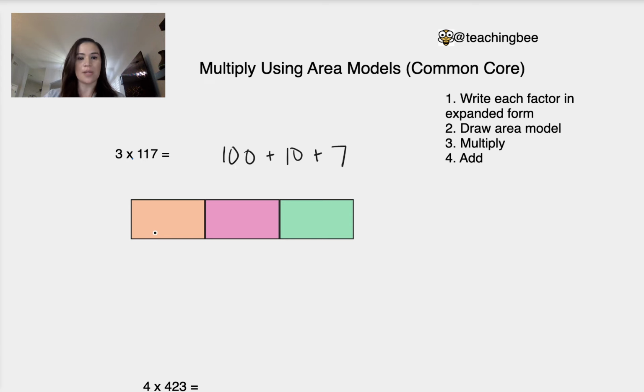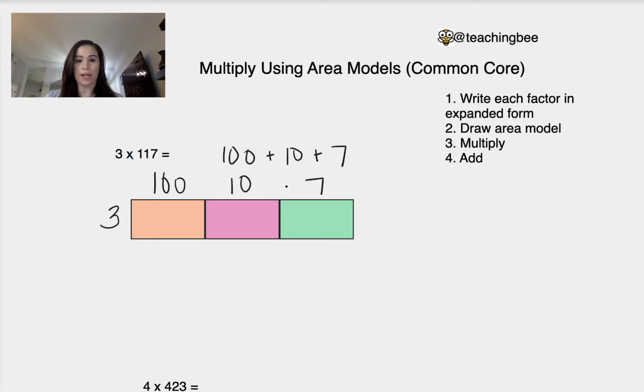So then the second step is to draw an area model. So we have 1 unit by 3. So our 1 unit's going to go over on our left side. So we have our 3. And then we're going to put our expanded form up here of 117. So we have our 100 plus 10 plus 7.